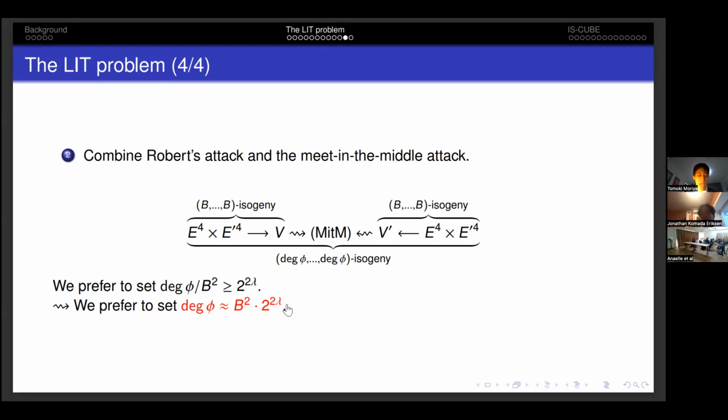So we also have the same result by using the second strategy. We conclude we prefer to set degree phi almost the same as B squared times 2 to the 2 lambda. Or I should say the LIT problems are hard when the degree phi is larger than B squared times 2 to the 2 lambda. Okay, so this is the relationship between degree phi and B.